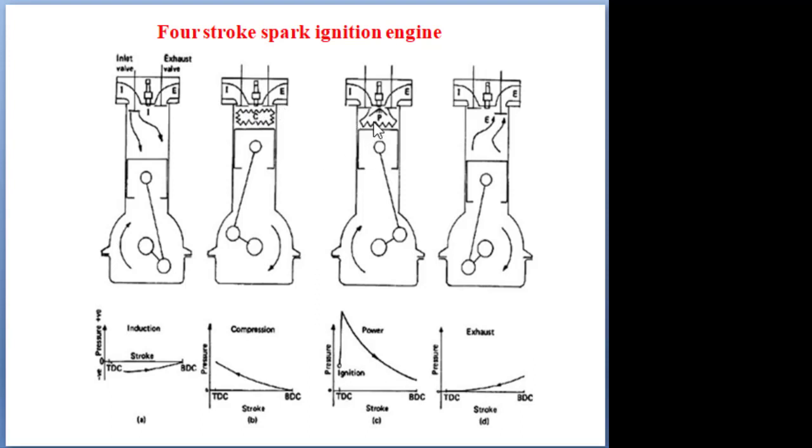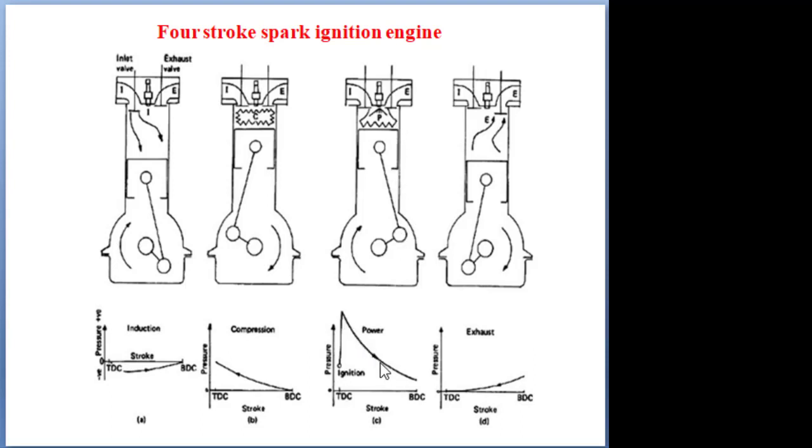Next, combustion. At the end of compression, we give a spark by the spark plug. Once the spark is given, a flame front is created, and complete combustion of the air fuel mixture takes place. So it is constant volume ignition. We give the spark, ignition is initiated, and at the end of ignition we get peak pressure and peak temperature. Then next, the piston moves from TDC to BDC. The third stroke, the piston moves from TDC to BDC.